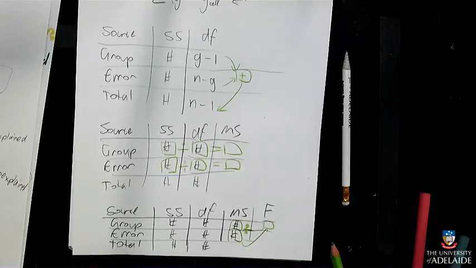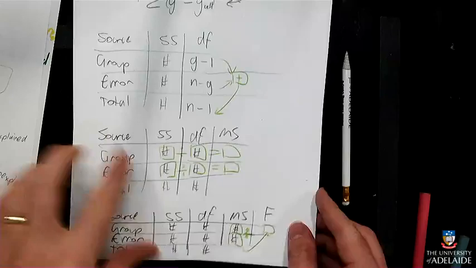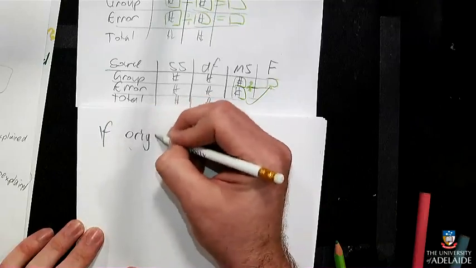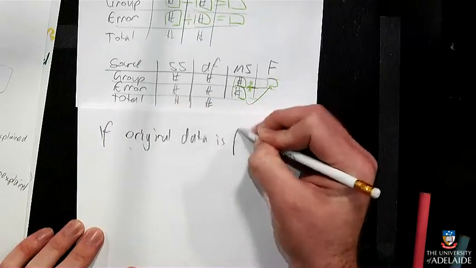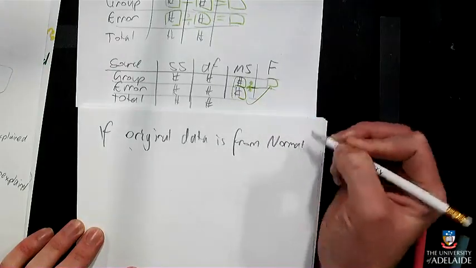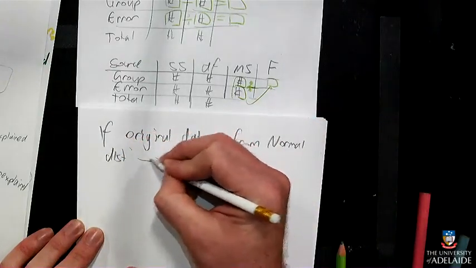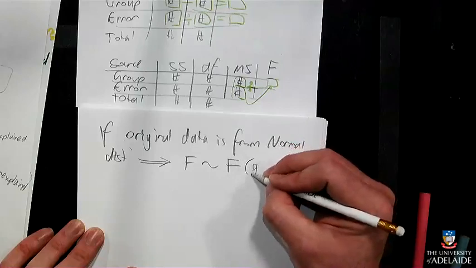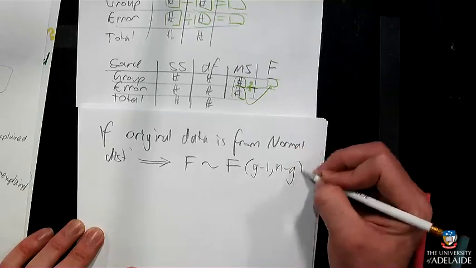And if there are some normal distributions floating around, then the F is from an F distribution. So the original data has to come from a normal distribution in order for you to be sure it's an F distribution. But if it is, then F is from an F distribution with G minus 1 numerator degrees of freedom and N minus G denominator degrees of freedom.